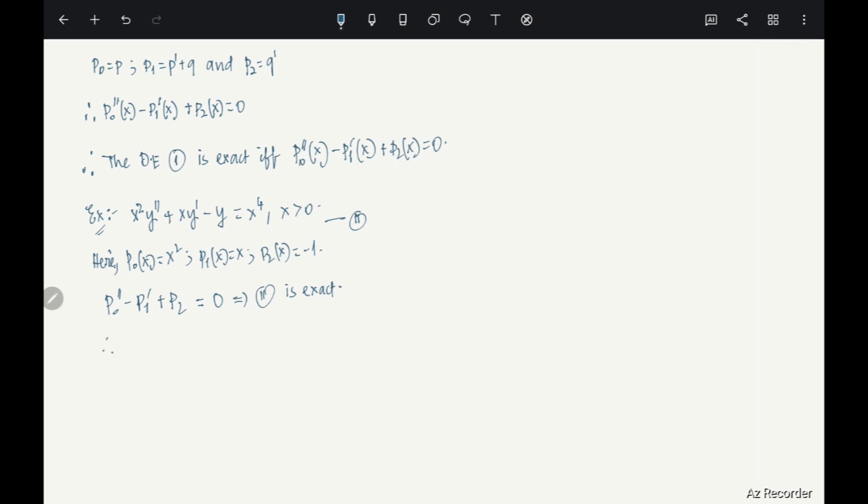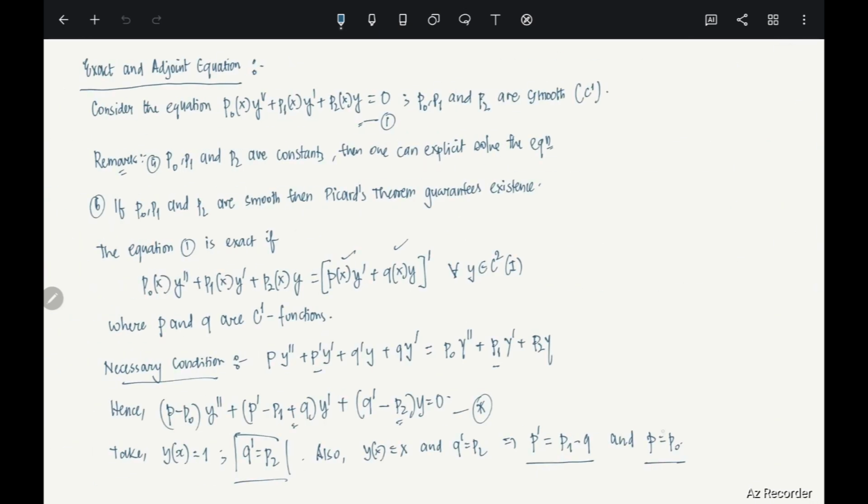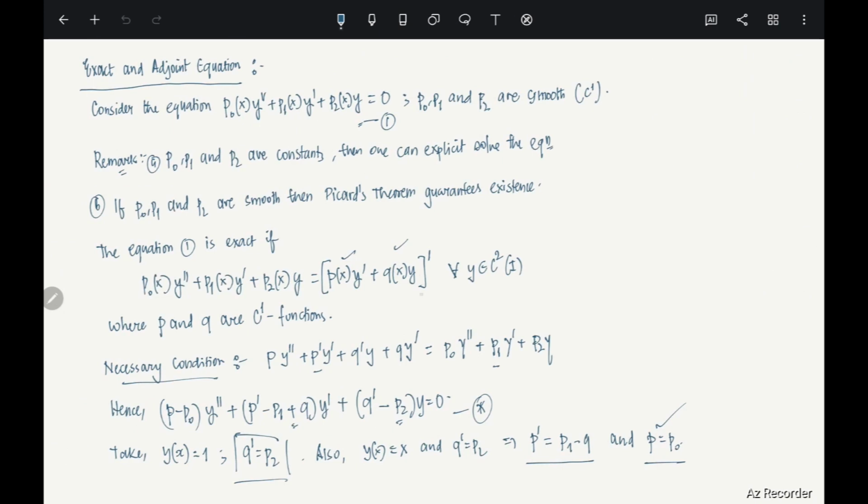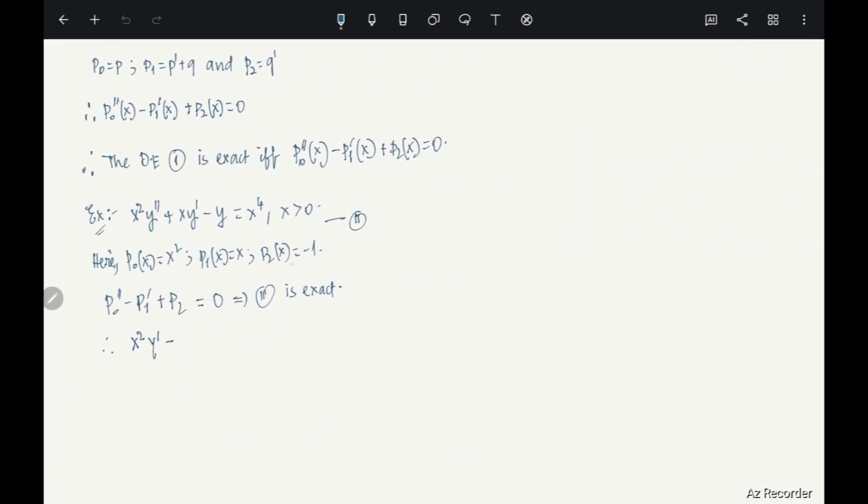You see, p is p naught. So I can write it as (py prime plus qy) whole prime. So p naught is here x square y prime, and then plus (qy) whole prime. What is q? Q prime is p2. What is p2 here? P2 is minus 1. So q is minus x, so xy. This is what we are going to get, right? The derivative of this equals x to the power 4. We will get it like this.